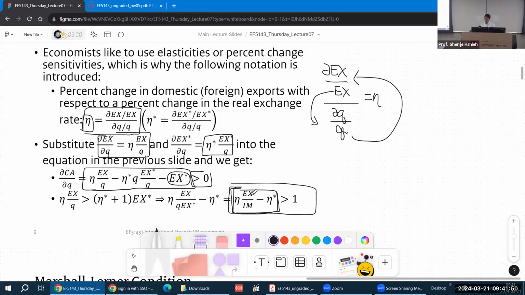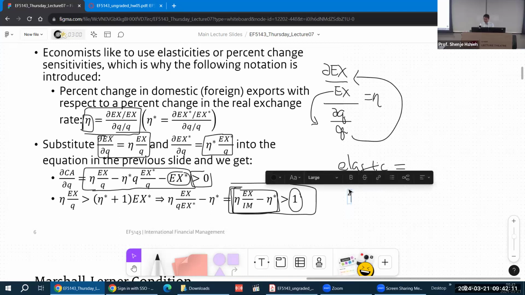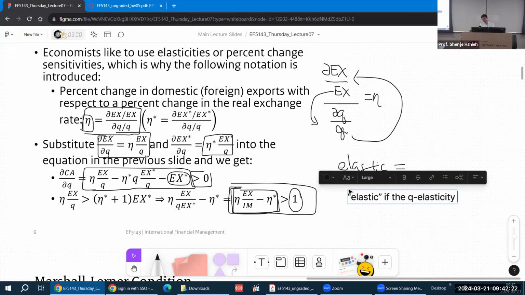So the intuition is the following. Hopefully from your microeconomics, you learn to some extent that 1 is used because anything greater than 1, we say it's elastic, right? So elastic is defined as, all right, let me write this. Something is elastic if the elasticity, in this case called the Q elasticity of the current account, is greater than 1.